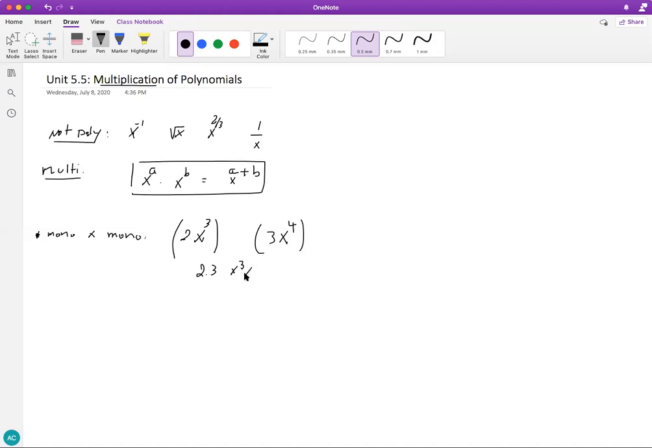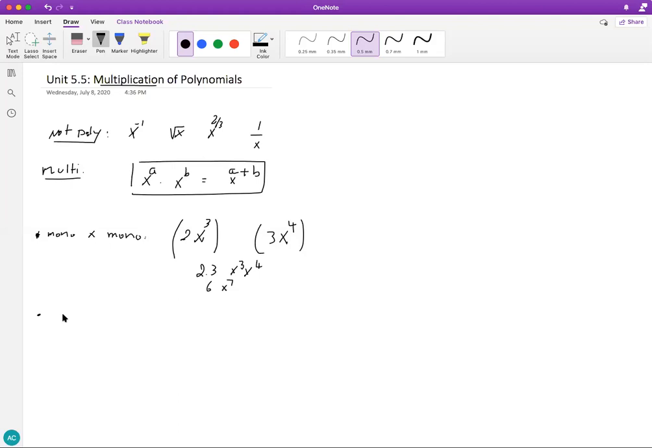As we did last time with simplifying expressions, the powers add up according to this rule. So that's 6x to the seventh. That's basically how easy it is to multiply two monomials. We just add the powers. If you have any coefficients, multiply them first, and then add the powers.